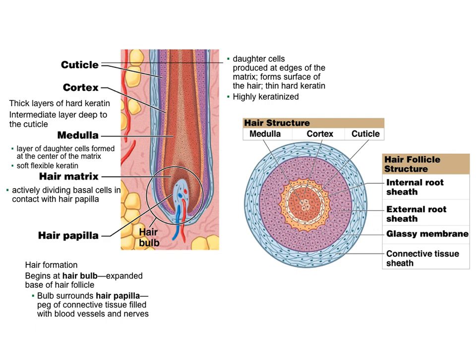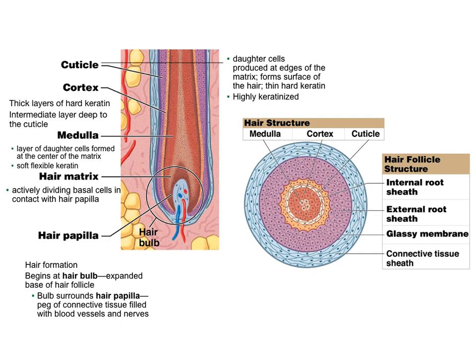The medulla is a layer of daughter cells formed by the center of the matrix. It's soft, flexible keratin. We have our cortex, which is our thick layers of hard keratin. It's the intermediate layer deep to the cuticle. And then we have the cuticle on the outside. Those daughter cells are produced at the edges of the matrix. This forms the surface of the hair, which is that thin, hard keratin, and it's very highly keratinized.